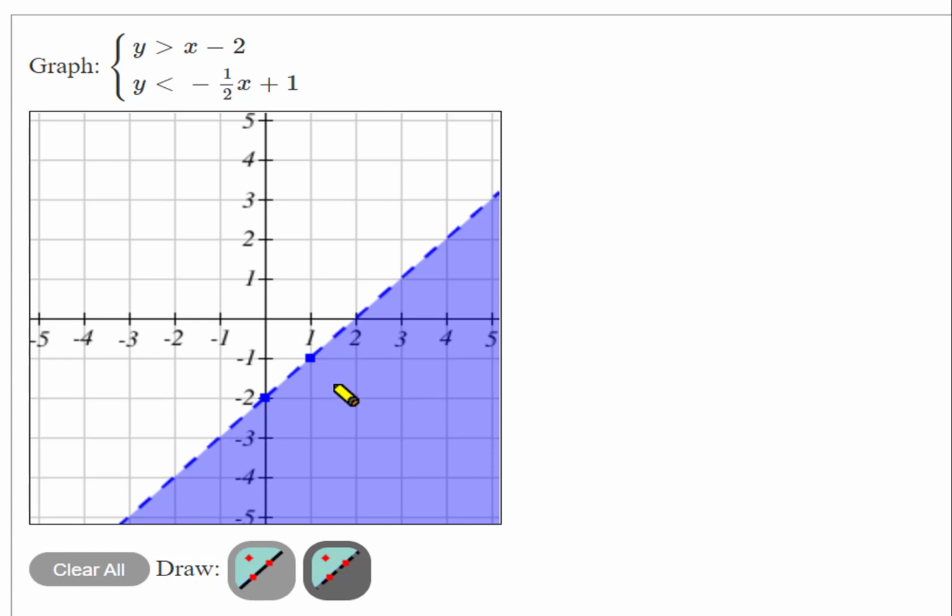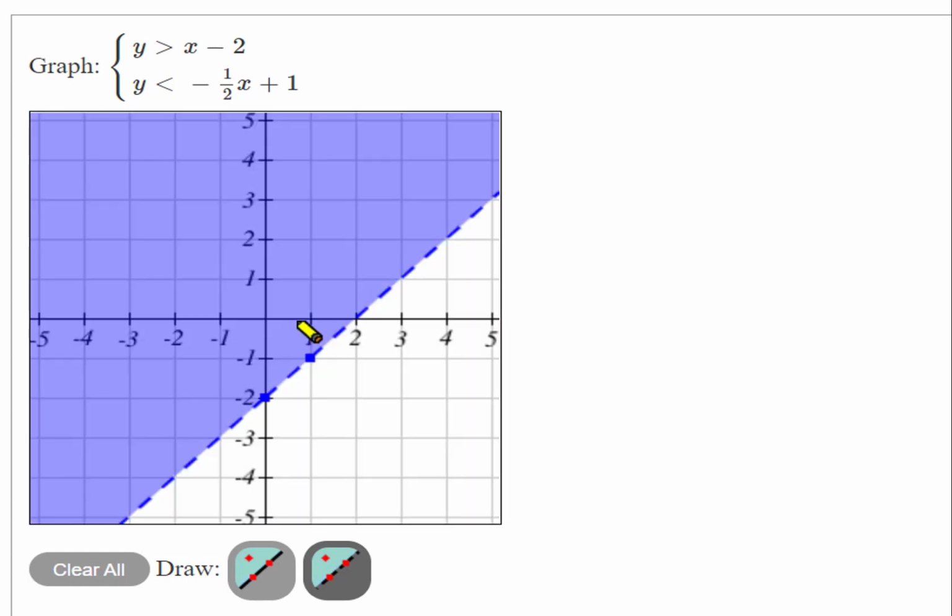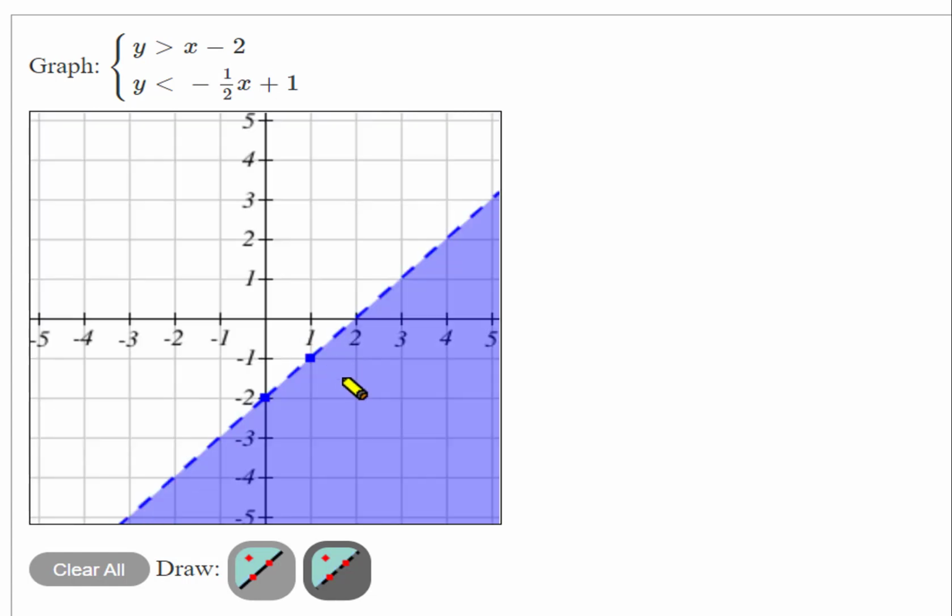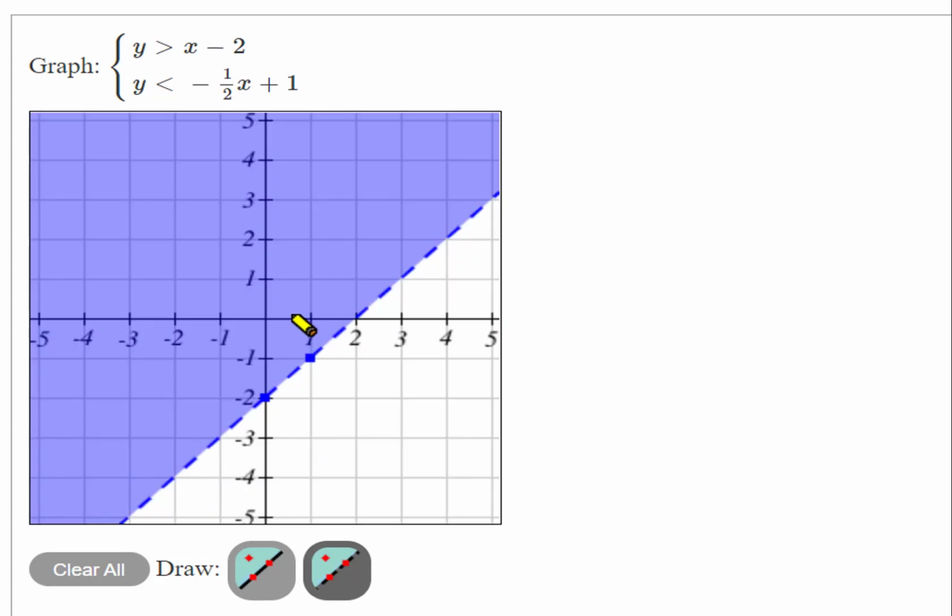Now I just move my pencil here that's on screen into one side or the other. That's where you just have to do the same sort of test to decide which way it's going to go. If you choose the origin and plug it into this equation, you would get 0 is greater than -2. Since that's a true statement, just click there, and now that will stay shaded, and you've finished graphing that line.